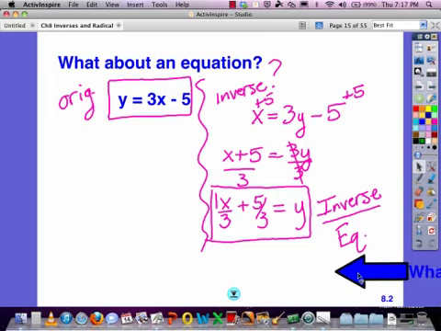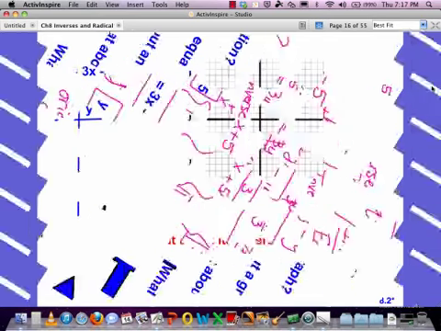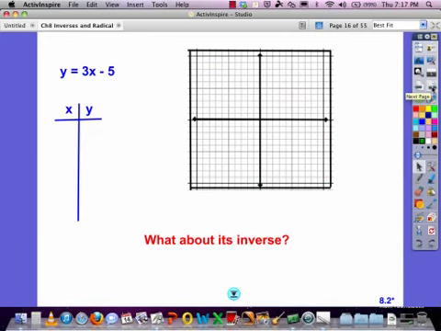I don't remember what I had down here, so how do we do a graph? That's what I think we're going to see next, maybe an equation. What about the graph of that inverse? How would you make a graph of that inverse? So that's where we'll head, and that'll be our last piece.